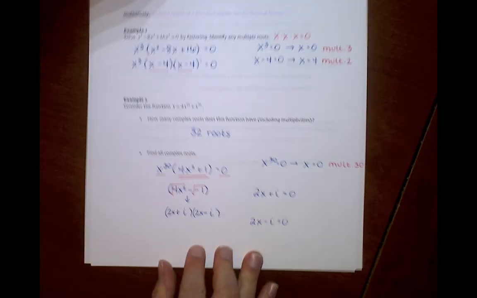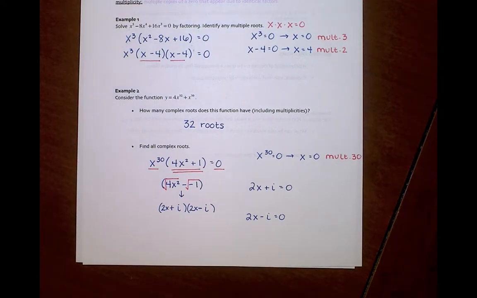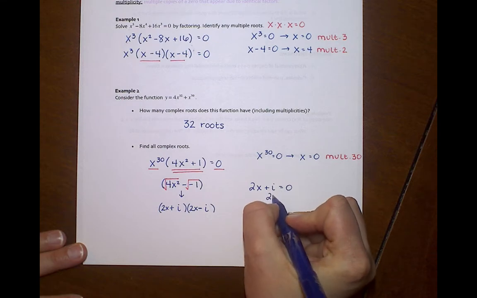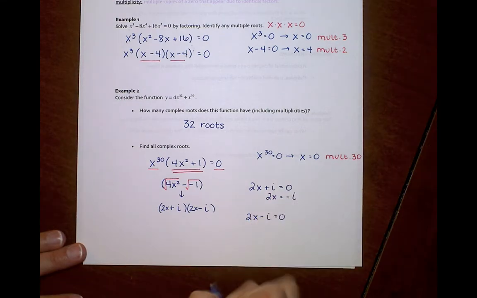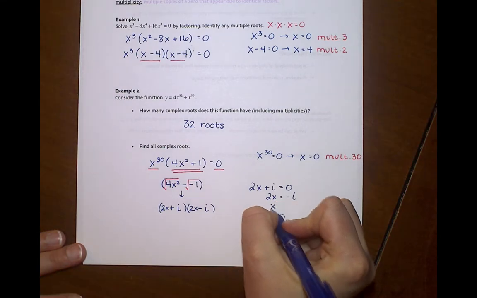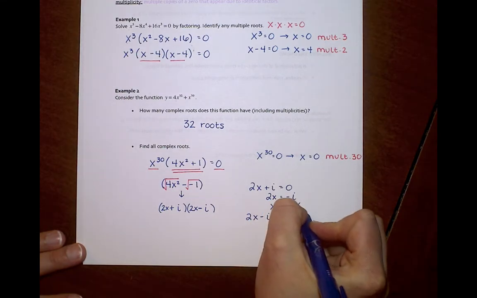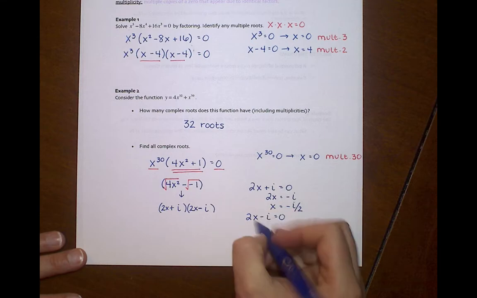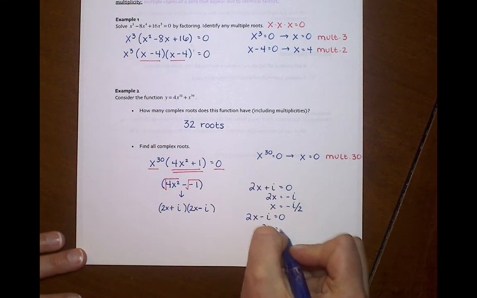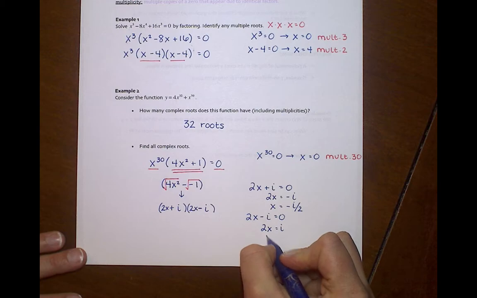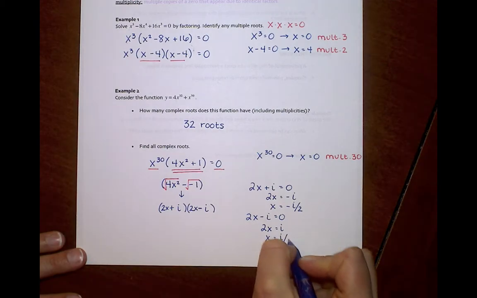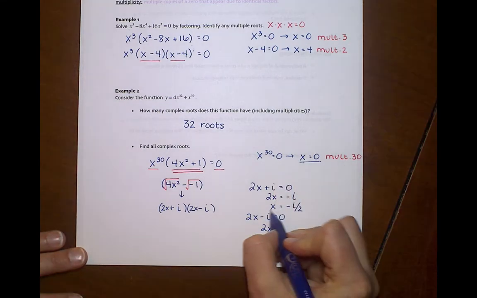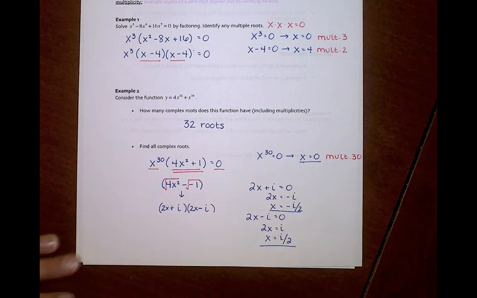So if I solve this, and I know this is sort of a new thing with the imaginary numbers, but we can do this just like we would do any other problem. If I move the i to the other side, I would have 2x equals negative i, and then divide by 2, and I get x equals negative i over 2, or negative 1/2 i. If I look at this one, I move the i to the other side, I get 2x equals positive i, and then divide by 2 on the other side, and we're going to end up with positive i over 2. So here are my roots. I have x equals 0, x equals negative i over 2, and x equals positive i over 2.